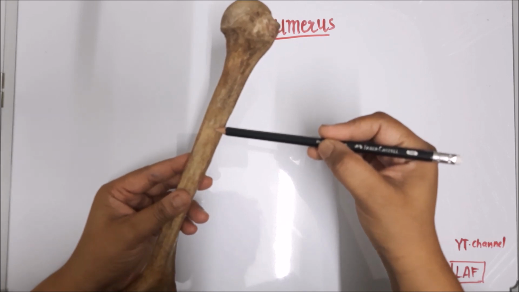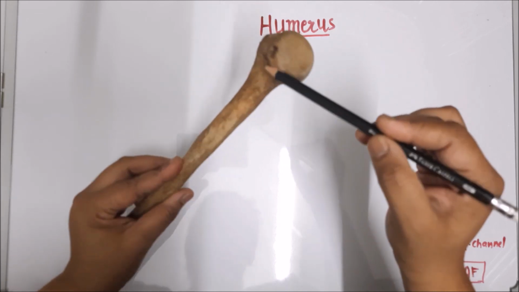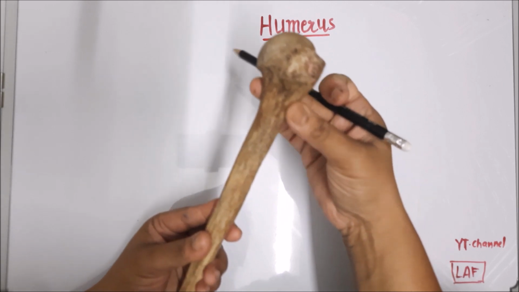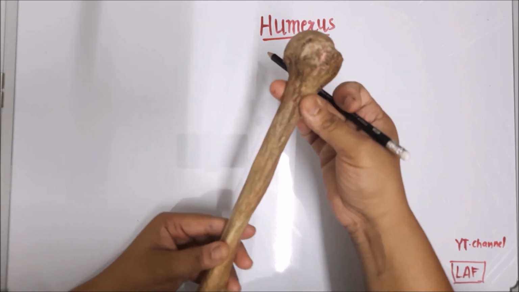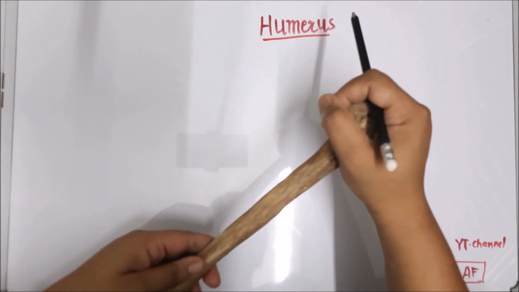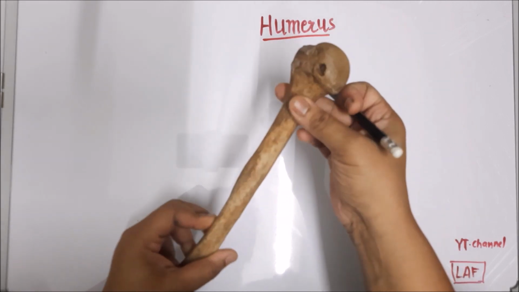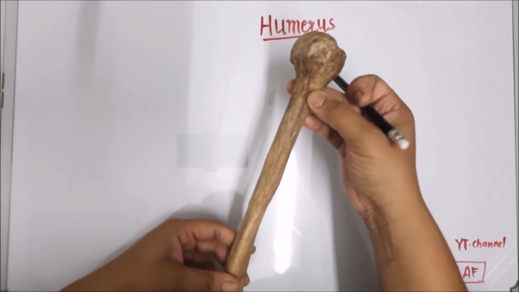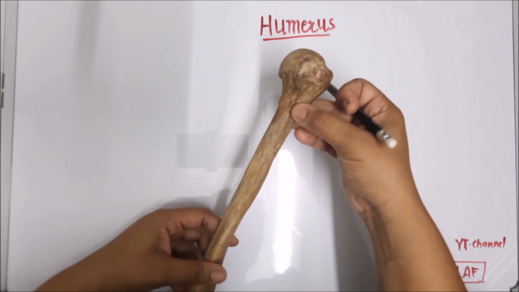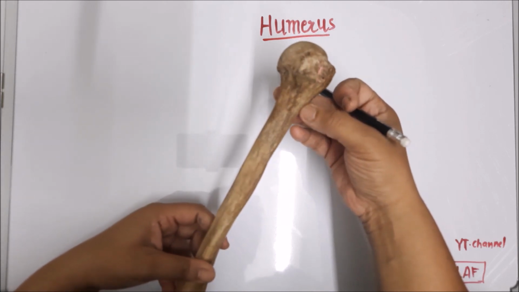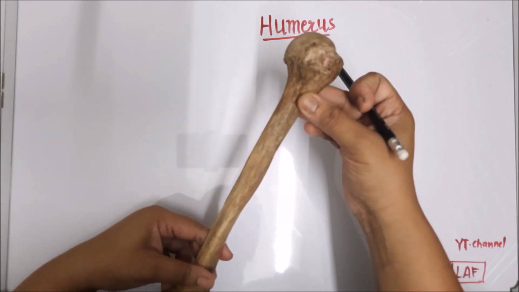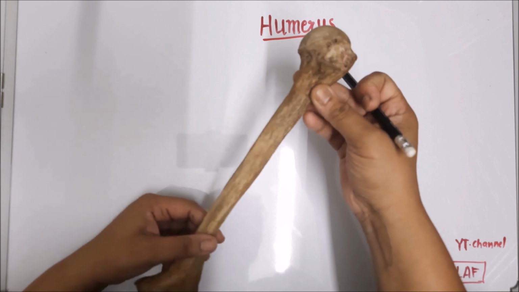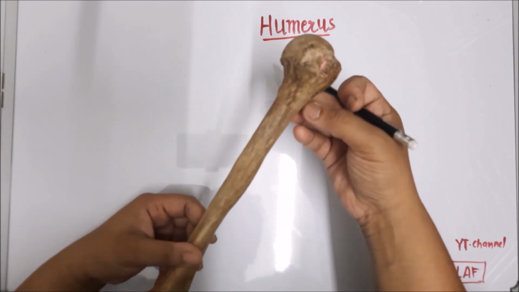It consists of three necks. This one is the anatomical neck. Now you can see this constriction. This is the surgical neck of the humerus, which divides the upper end from the shaft. Why is it known as the surgical neck? Because it is related with the axillary nerve, and a fracture at this region may lead to nerve damage.